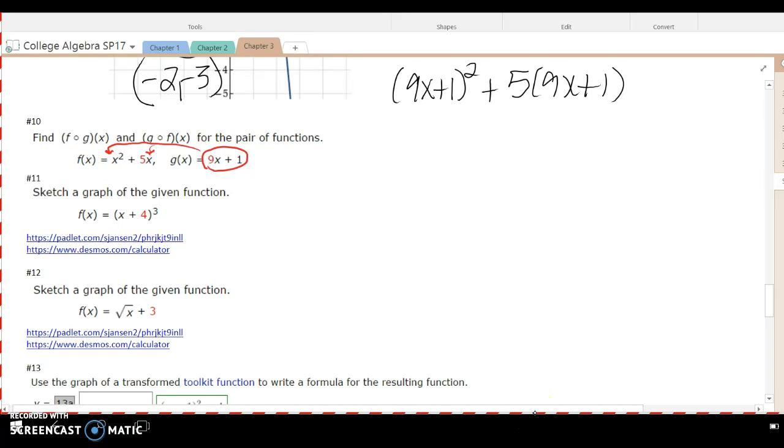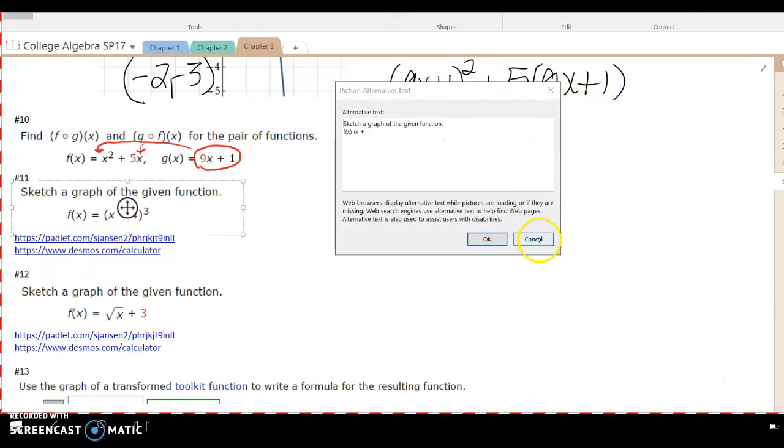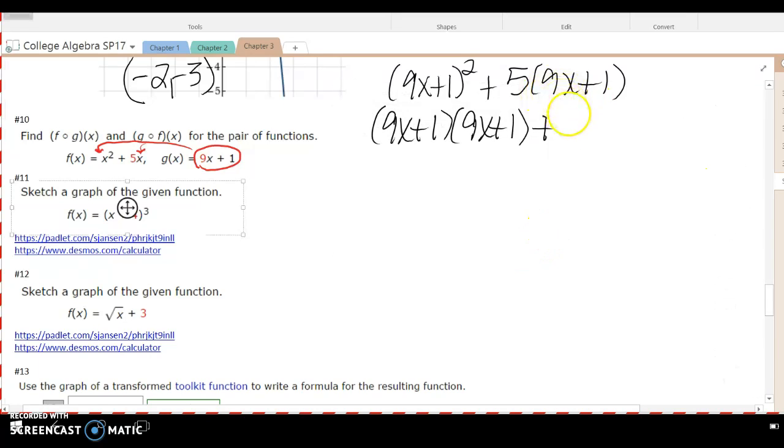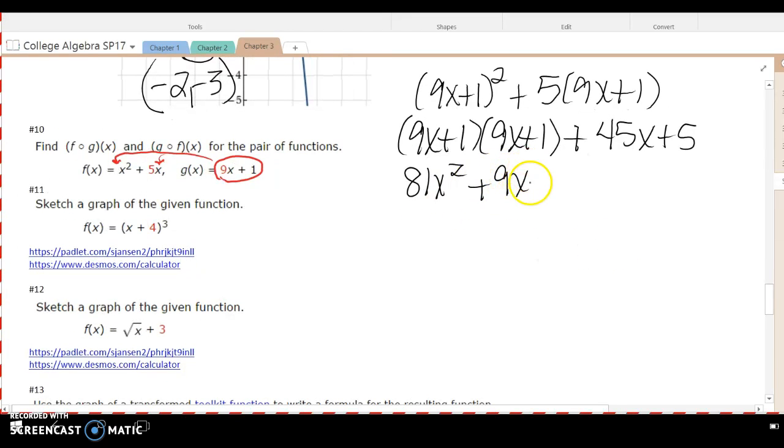So (9x + 1) squared, that's going to be squaring a binomial. I like to go ahead and just expand it and use FOIL. I'm going to go ahead and distribute on this part, so that's going to be 5 times 9x. So now let's FOIL. I'm going to have 81x squared plus 9x plus 9x plus 1. And I still have this 45x plus 5.